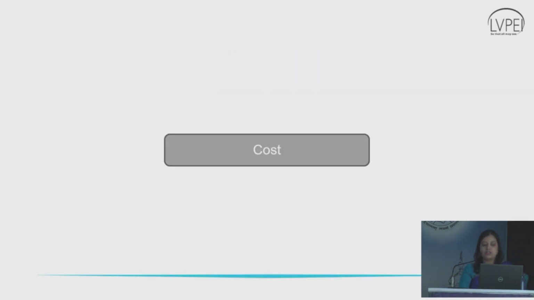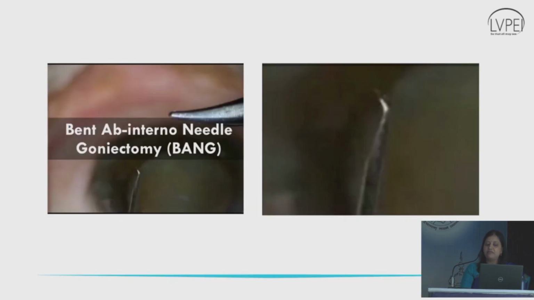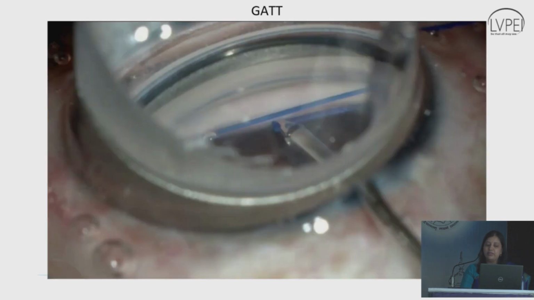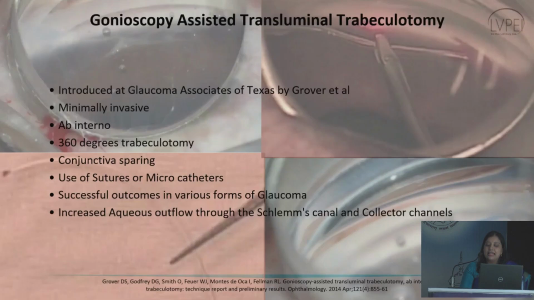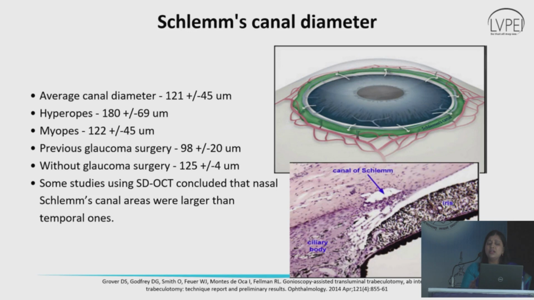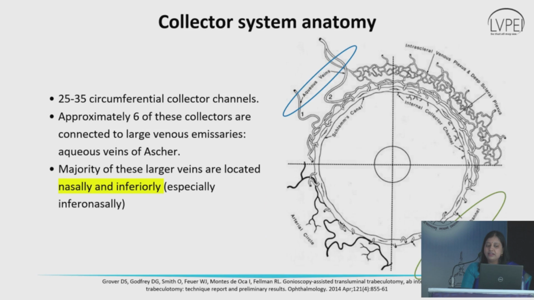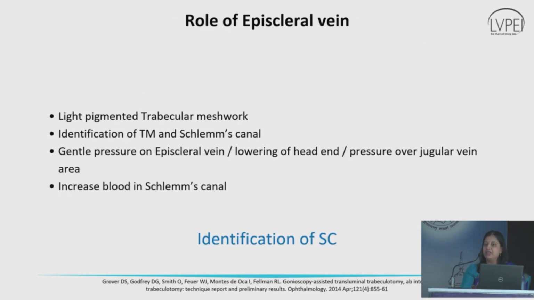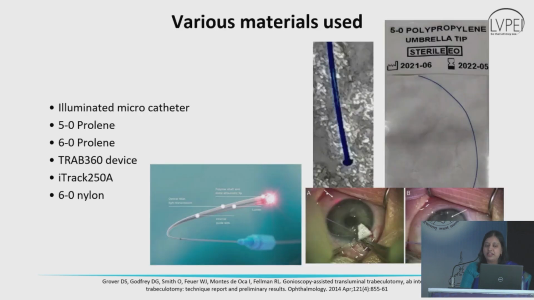What are the limitations? Cost. So how can we reduce the cost? We have Bang, that is, we can bend a 26 gauge needle and it works similar to KDB. The other one is GAT. GAT was initially described by Dr. Grover, and it is a 360-degree trabeculotomy. Based on the Schlemm's canal diameter and anatomy, in the nasal angle it is wider, and even the collector channels are larger. So we prefer to start our MIGS, any MIGS, in the nasal angle. And episcleral veins help in identification because once the pressure goes up, there is blood in Schlemm's canal.